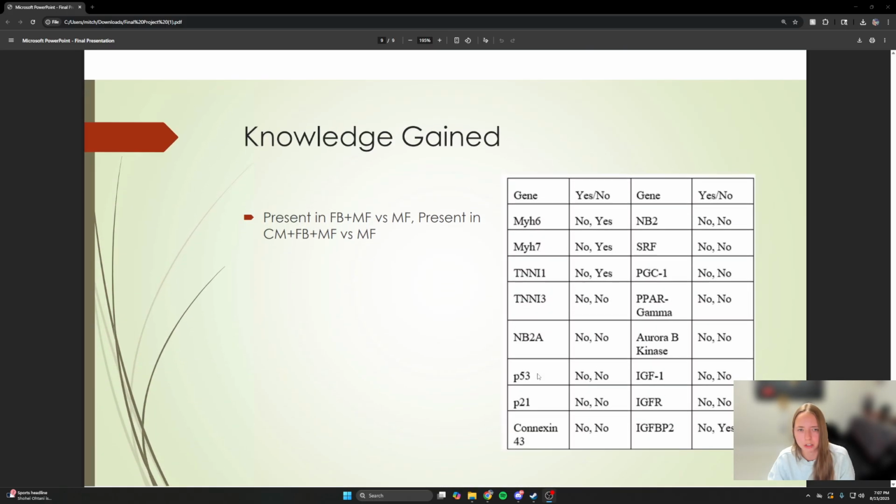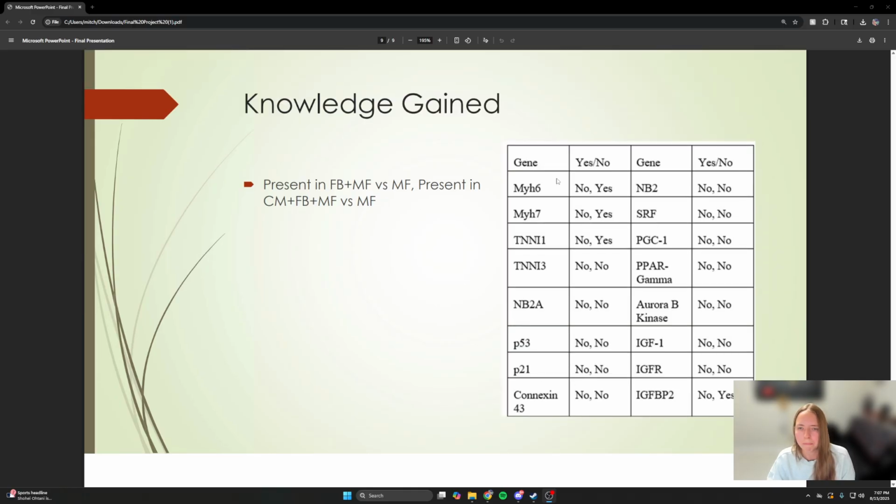Some of my other knowledge gained. So going back to what the PhD student in my lab originally wanted, he wanted to know if these genes were present, were upregulated or not. And this is something we had no idea. It was totally an exploratory type of research. So we didn't have any kind of prediction. But these are genes that he had read in previous literature that he knew would be important, so he thought maybe they would be.